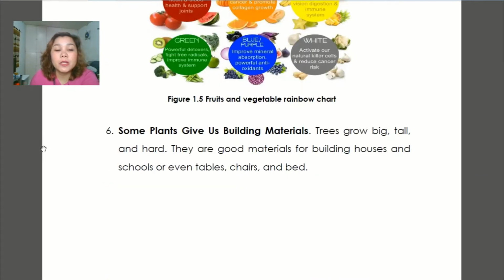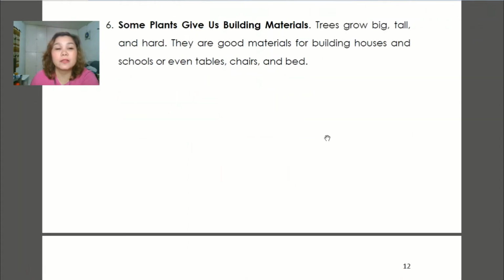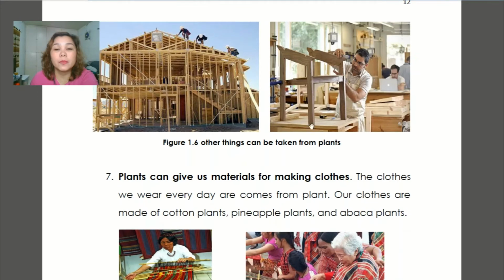Number six, some plants give us building materials. Trees grow big, tall, and hard. They are good materials for building houses and schools or even tables, chairs, and bed. And because of the trees, because of the plants, we were able to have our module reproduced, because paper is from plants. So those are other things that can be taken from plants and used for building.